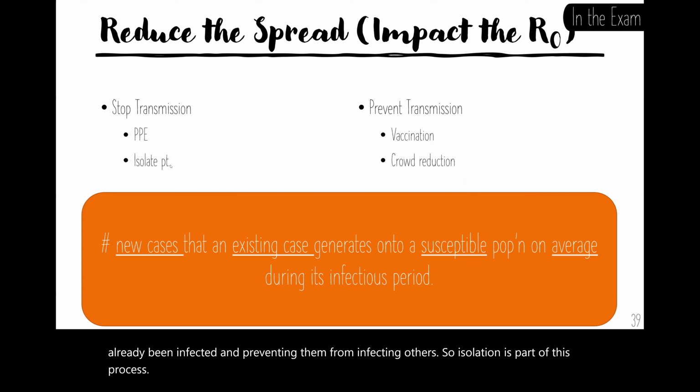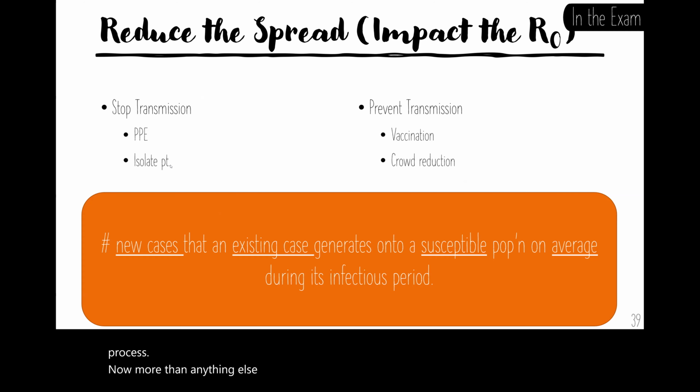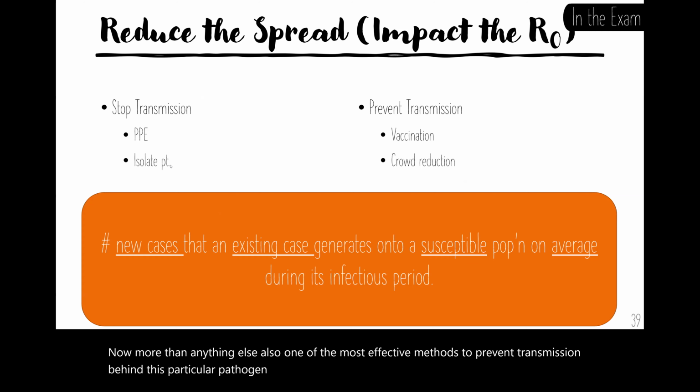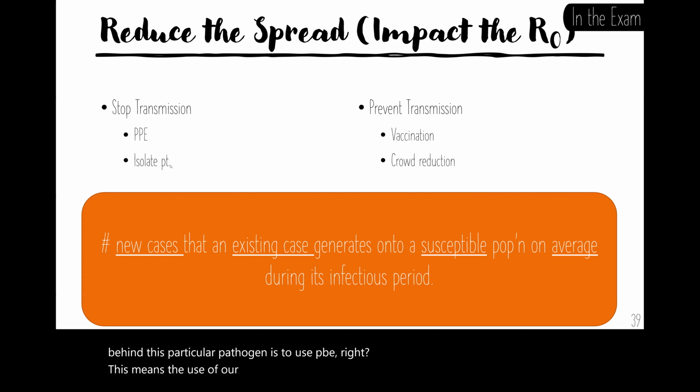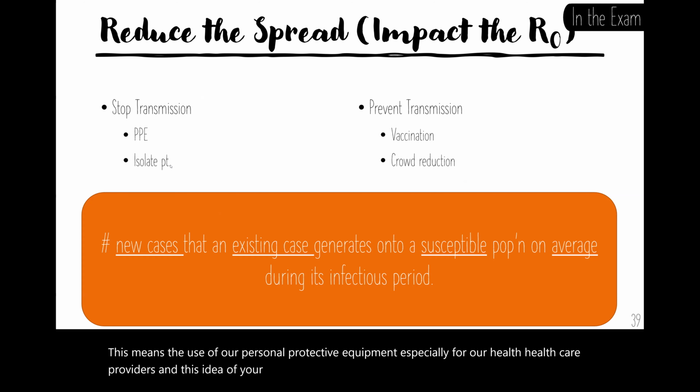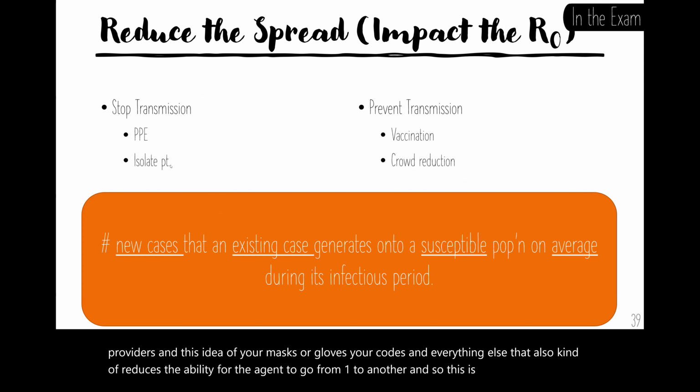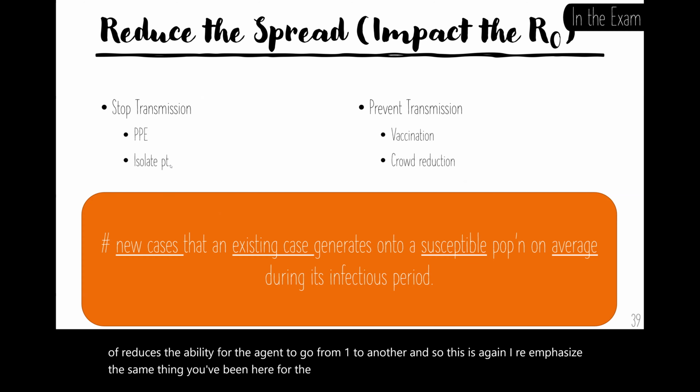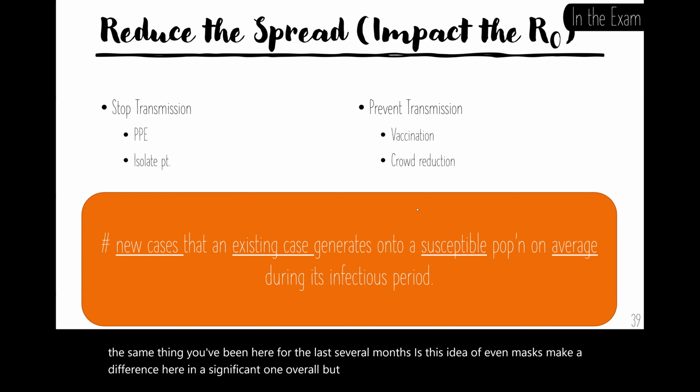Now, more than anything else, one of the most effective methods to prevent transmission of this particular pathogen is to use PPE, right? This means the use of our personal protective equipment, especially for our healthcare providers, and this idea of your masks, your gloves, your coats, and everything else that also reduces the ability for the agent to go from one person to another. And so I reemphasize the same thing you've been hearing for the last several months: even masks make a difference here, and a significant one overall. But isolation is primarily the main one.